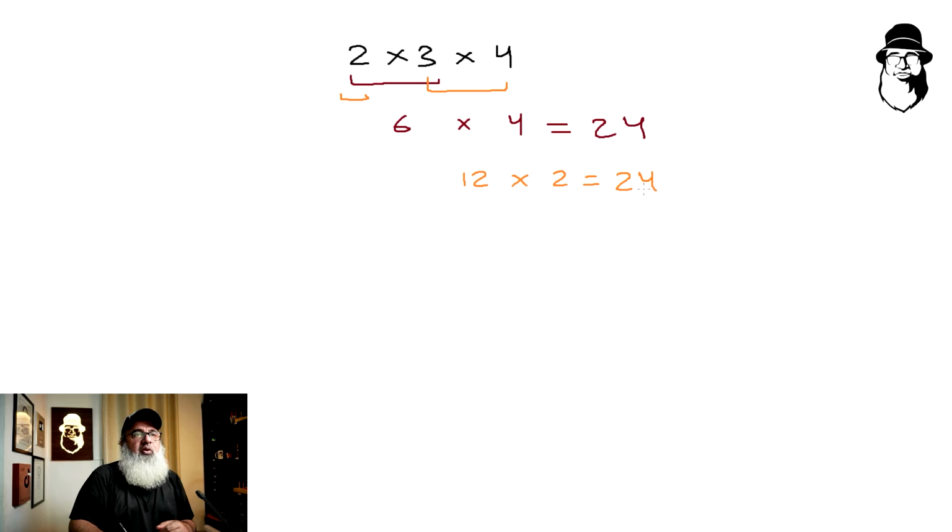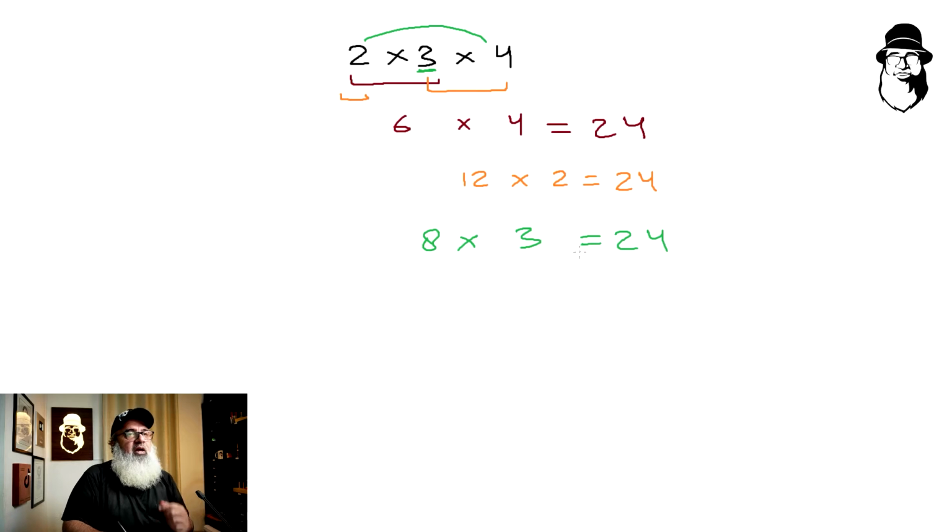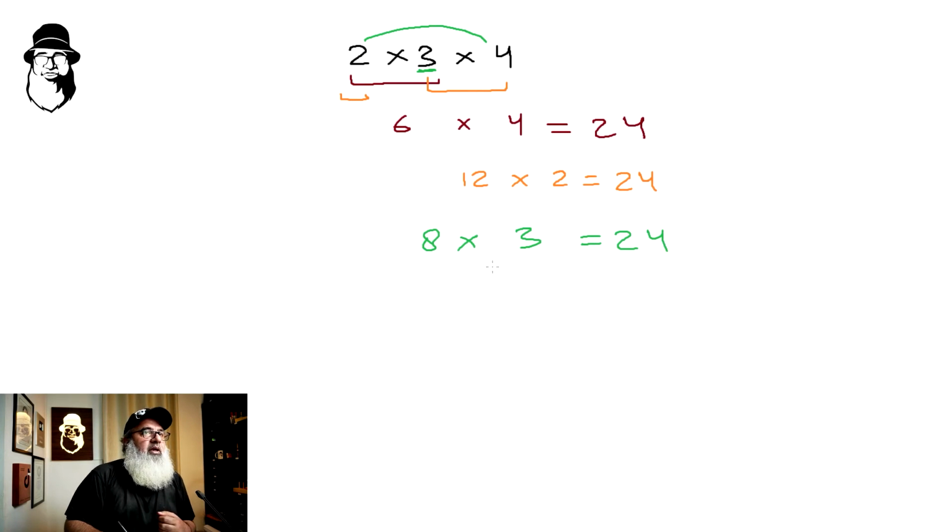that is the same 24. Or we can multiply 2 by 4 to get 8 and times it by this 3 to get the same answer 24. So when we are multiplying several numbers, the order in which we multiply does not matter.